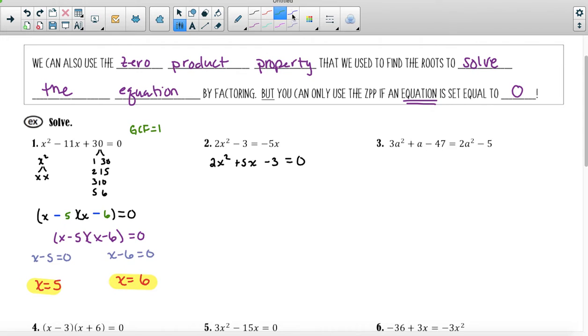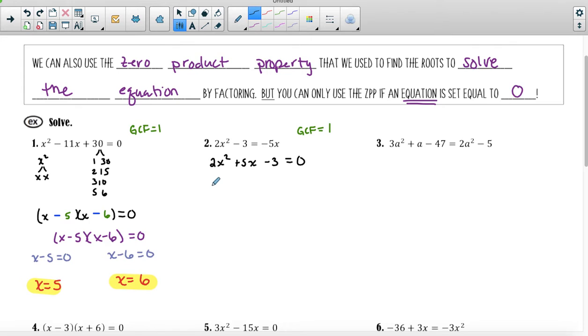Now we can factor. So our first step is GCF. The smallest number is a 2, so I have 2, 5, and 3. 5 cannot be divided by 2, so I know my GCF is not 2. The next number would be a 1, because 1 times 2 gives me 2, so my GCF has to be a 1. All 3 of these do not have an x, so my GCF is just 1. So now I'll continue factoring.